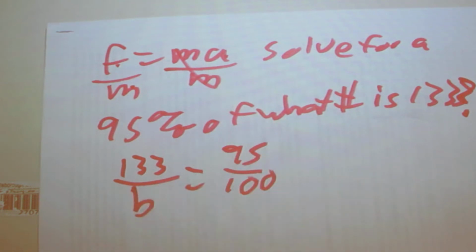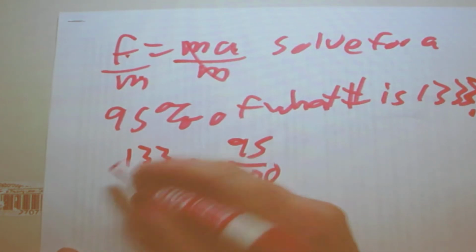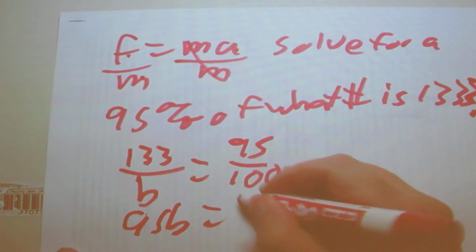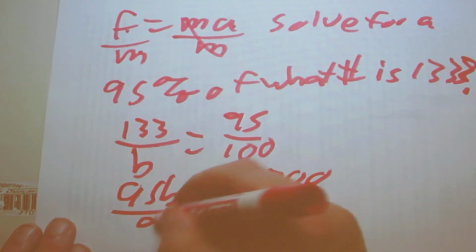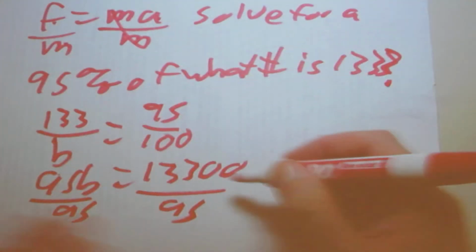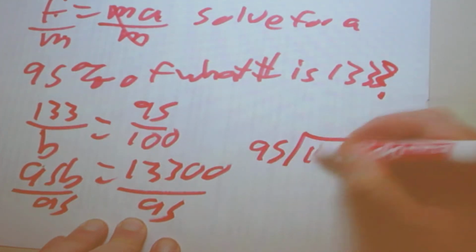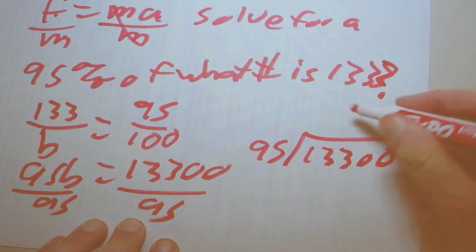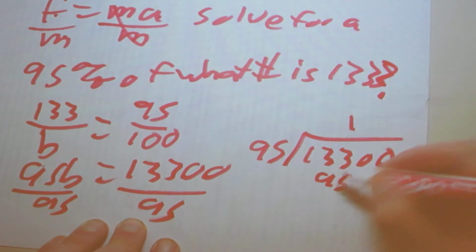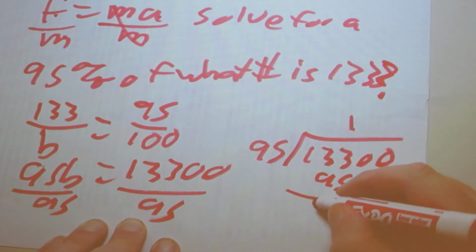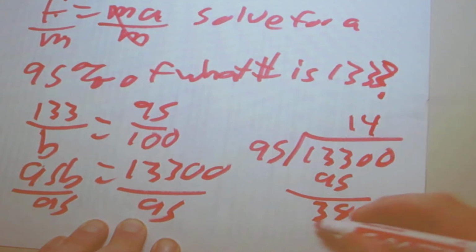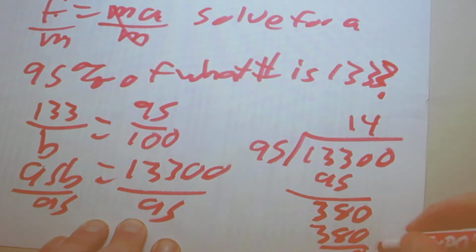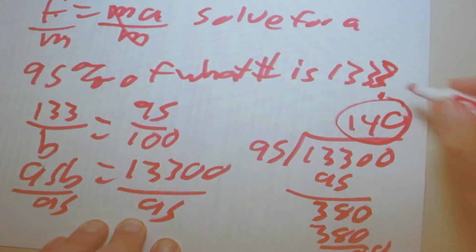You're going to cross multiply. 95b equals 13300. Divide both sides by 95. When we do that, 95 and 133 will go in 1, 38, 0. That will go 4. Bring down the 0. So the answer here will be 140.